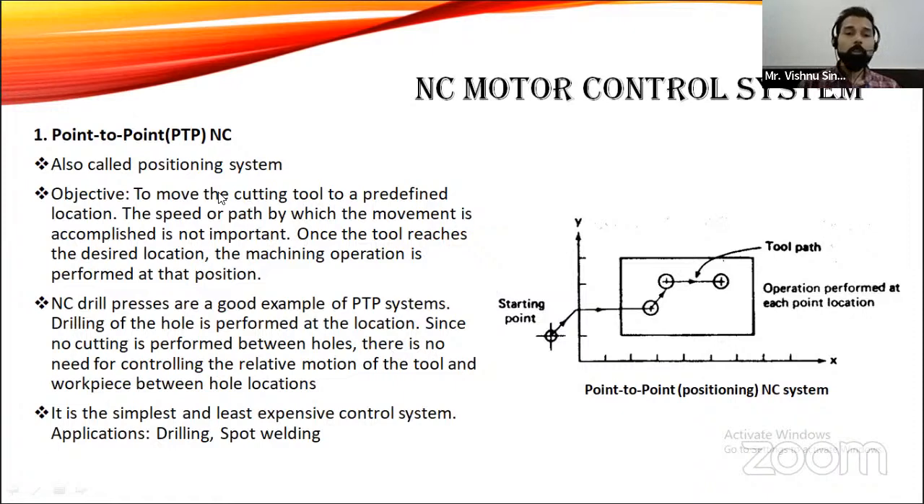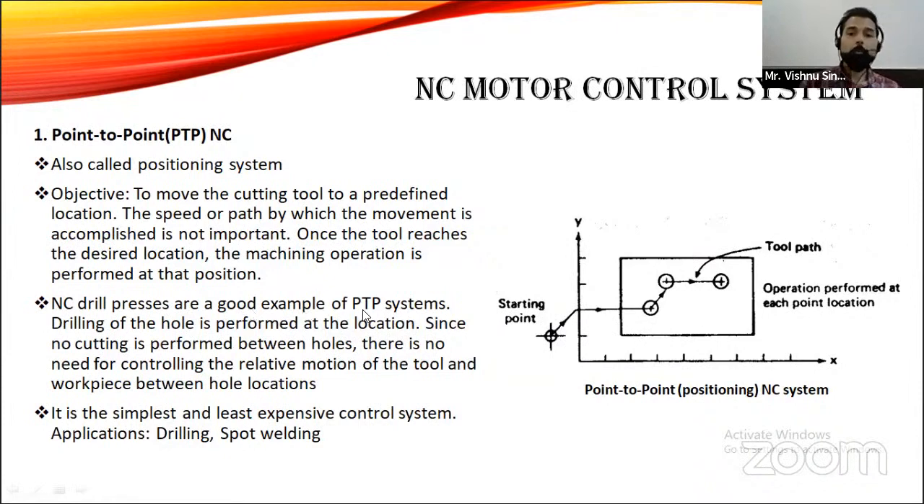So what is the objective? To move the cutting tool to a predefined location. Obviously, the location has to be defined previously. The speed or path by which the movement is accomplished is not important. As my tool is not in contact with the workpiece all the time, at which speed or by what path my tool moves to the desired location is not important for us. Once the tool reaches the desired location, the machining operation is performed at that position. So if we are performing at a particular point only, then only certain operations can be performed. It could be drilling, reaming, boring, like that.